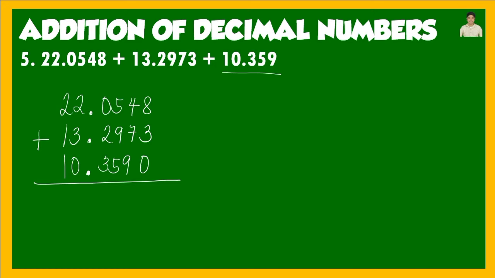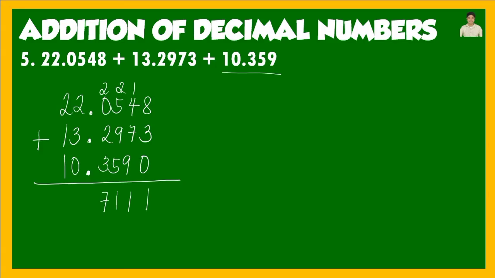So, let's add. So, 8 plus 3, we have 11. So, we'll write 1. And then, regroup natin yung 1. 1 plus 4, we have 5. Plus 7, 12. Plus 9, 21. So, sulat lang natin 1. And then, i-regroup natin yung 2. Next, 2 plus 5, we have 7. Plus 9, 16. Plus 5, 21. So, sulat lang ulit natin 1. And then, regroup natin yung 2. So, 2 plus 0, we have 2. Plus 2, 4. Plus 3, we have 7.